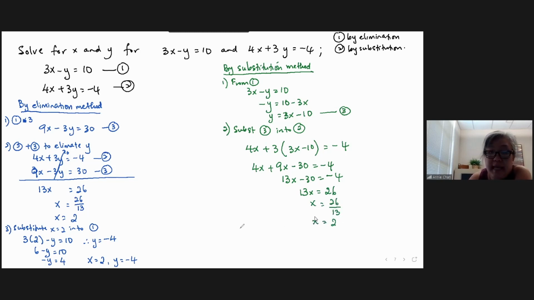Now that I know what x is, I'm going to substitute x equals 2 into equation 3. So y is equal to 3 times 2 minus 10. Y is equal to 6 minus 10. Y is equal to negative 4. So therefore, my answer is x is equal to 2 and y is equal to negative 4. These are the two methods of doing it.